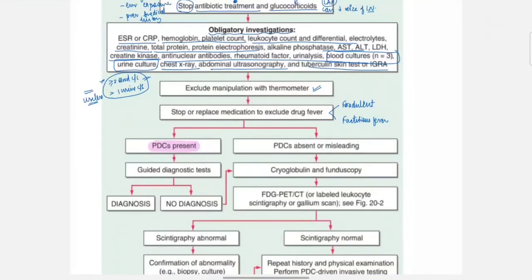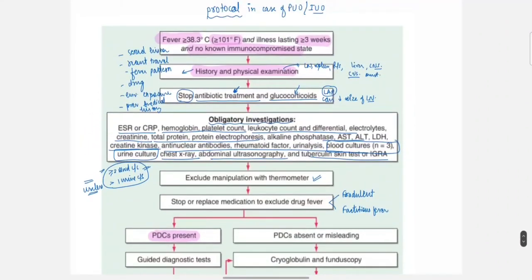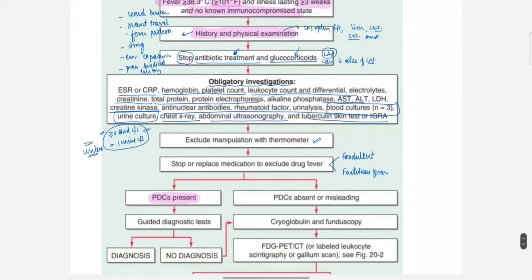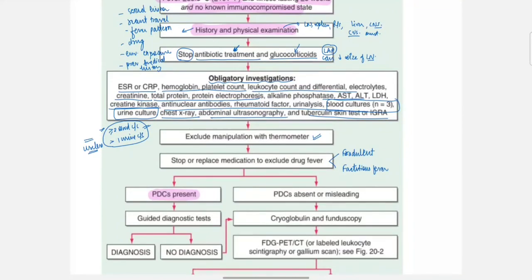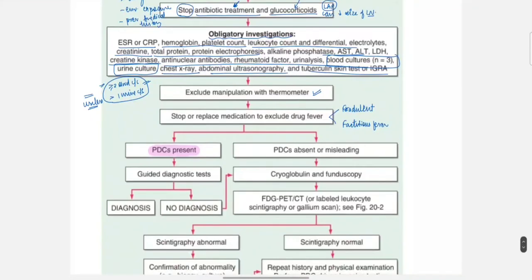Okay, so we have done till now history and physical examination. We have stopped antibiotic and glucocorticoid. Then we have done the obligatory investigations, which have all become normal. And then we have ruled out fraudulent and factitious fever. Then we have ruled out drug fever.